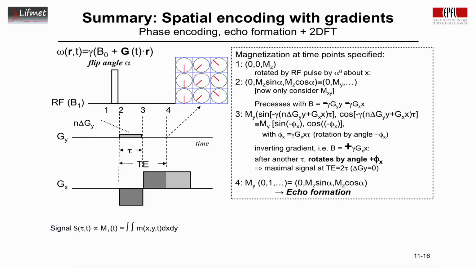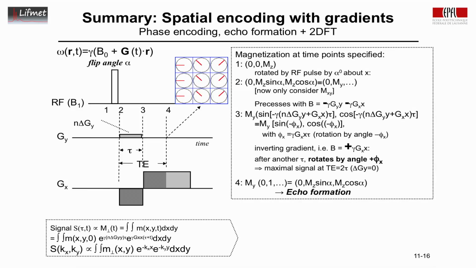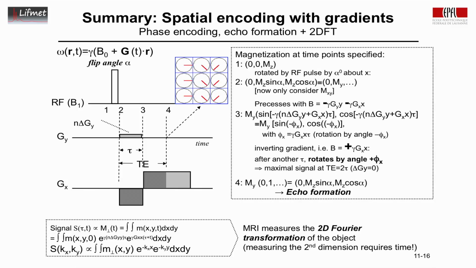Now the signal at time t, for the phase-encoding gradient, we have the influence of the phase-encoding gradient, the magnetization at the start, and the influence of the readout gradient. So we have t here, tau here, so it's tau plus t that is the influence of the gradient. And we can rewrite this as the signal in k-space, again with the appropriate variable transformation. So mathematically, and this is the key take-home message, MRI measures the 2D Fourier transformation of the object.